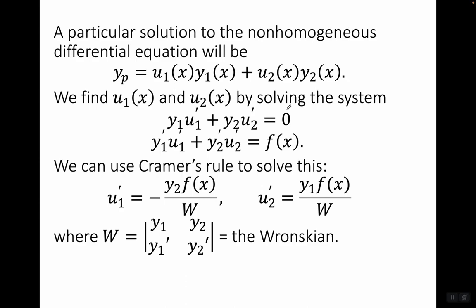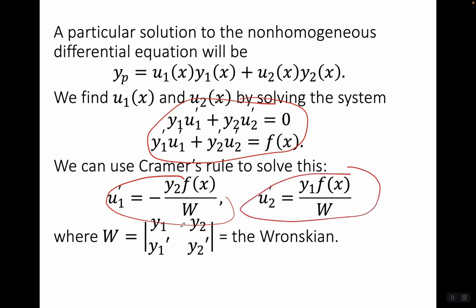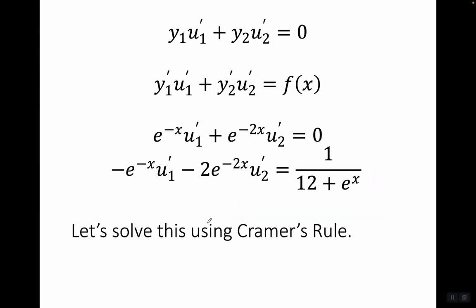Now comes the hairy part. A particular solution to the non-homogeneous differential equation will be y sub p equals u1 of x times y1 of x plus u2 of x times y2 of x. We find u1 of x and u2 of x by solving this system of equations: y1 u1 prime plus y2 u2 prime equals 0, and y1 prime u1 prime plus y2 prime u2 prime equals f of x. We can use Cramer's rule to solve this. This is how u1 prime will work out, this is how u2 prime will work out, and W is, as we said earlier, the Wronskian.